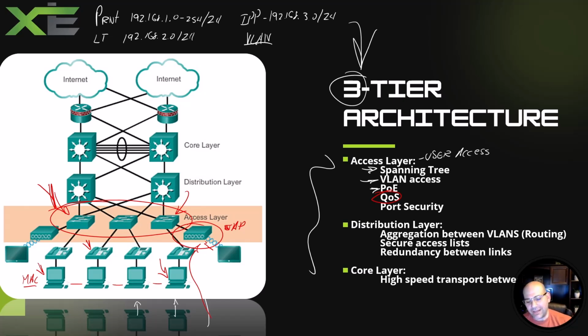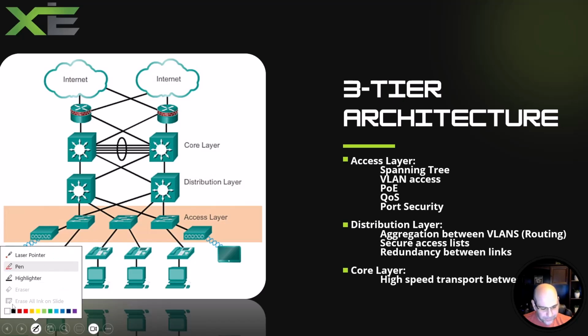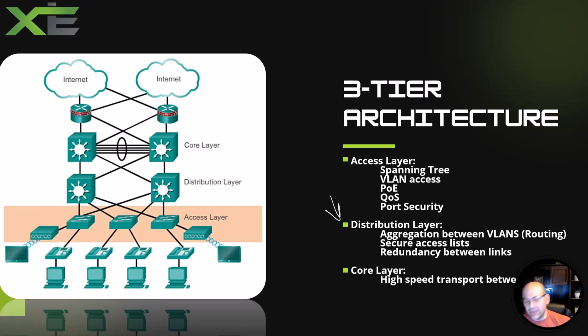And so the access layer is where we're going to do all of that low-level security that's based on individual computers or individual IP phones. The access layer is where we're going to have all of our users and all of our endpoints and all of our things joining our network. Now, that's going to be plugging into the distribution layer.